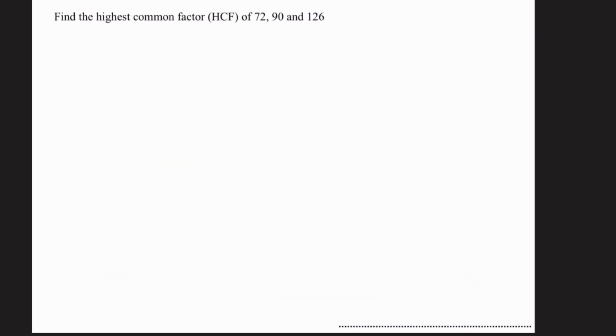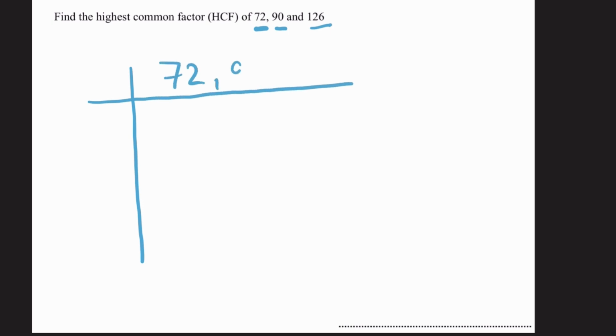Now moving on to the third question. It's asking us to work out the highest common factor of 72, 90, and 126. So you've got three numbers here now. We'll just write the three numbers out separately: 72, comma, 90, comma, 126. I'm going to divide all these by 2 because they're all even. We get 36, 45, and 63.